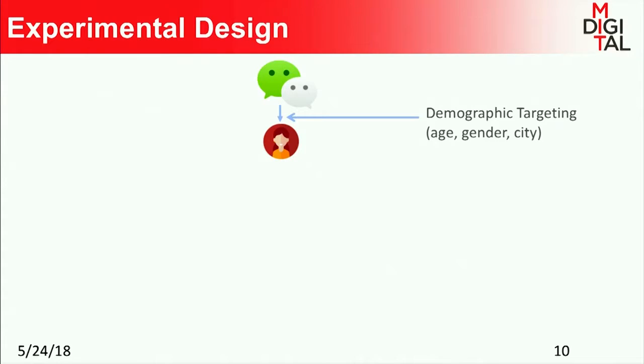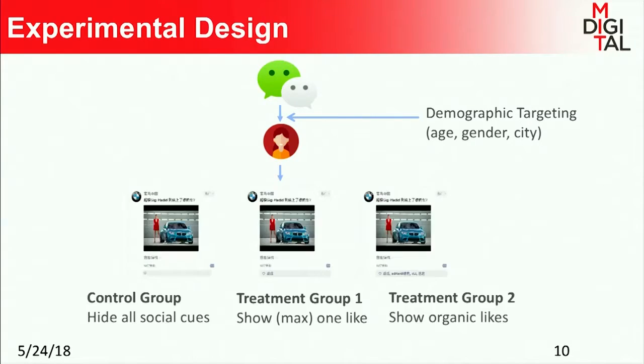During the experiment, WeChat delivers its ads directly to the users, simply based on their age, gender, and city. When a user receives a new ad, they were randomly assigned into 3 groups or outside the experiment. In the control group, we hide all the comments and likes. We show 0 social cue to the user.